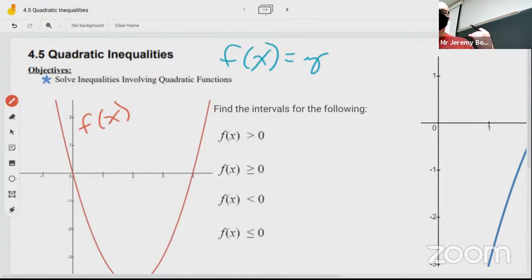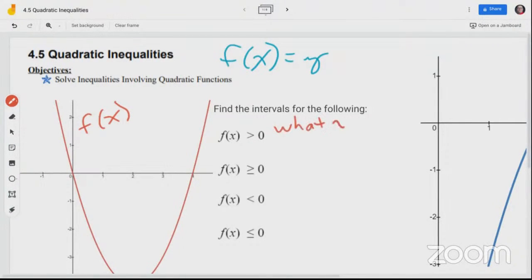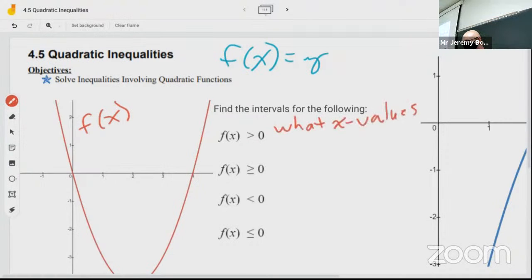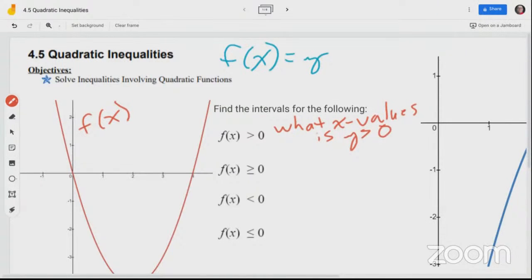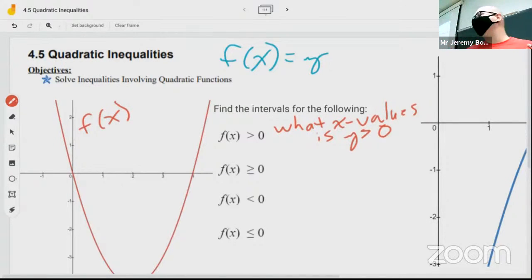We want to know at what intervals that function is greater than 0. So what we're asking is, for what x values is y greater than 0? That's what we're trying to find. So if y is greater than 0, are we above or below the x-axis? We're going to be above, right? If it was below, it'd be negative. It'd be less than 0.